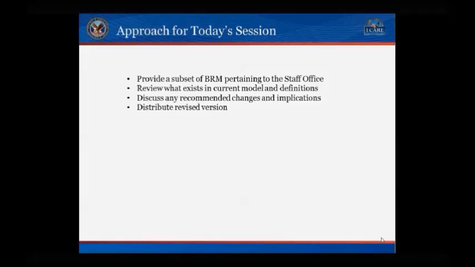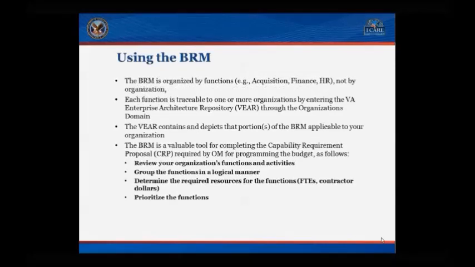OEI is happy to work side by side with our stakeholders to perform the mapping validation exercise. Or, if you prefer, you can do the validation and send the spreadsheet to us for adjudication. The BRM is organized by functions, for example, acquisition, finance, HR, not by organization, but each function is traceable to one or more organizations by entering the VA Enterprise Architecture Repository, or VEAR, through the organization's domain. Accordingly, the VEAR contains and depicts that portion or portions of the BRM applicable to your organization.